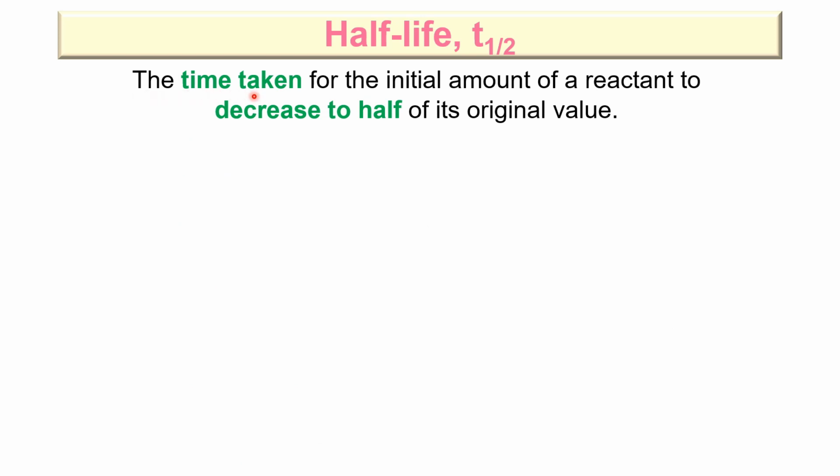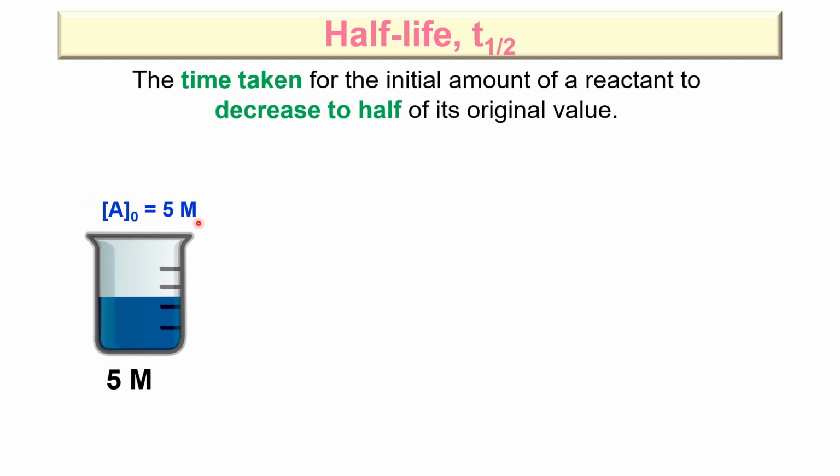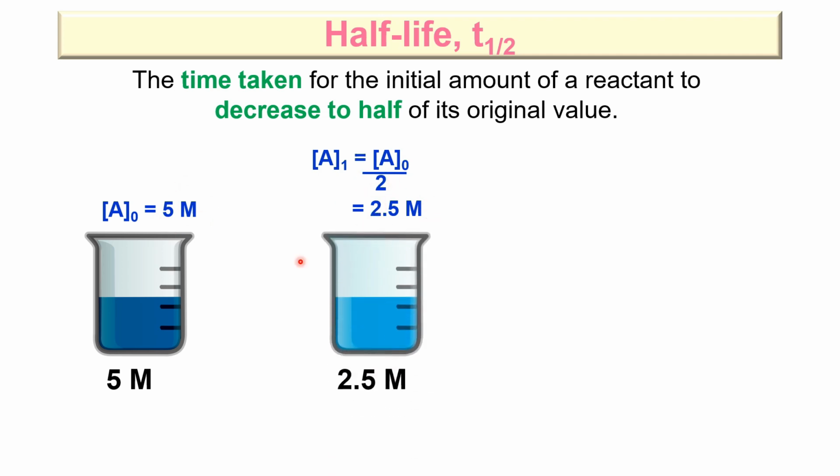The next term that you need to understand in reaction kinetics is half-life, or the symbol is t-half. Half-life is the time taken for the initial amount of a reactant to decrease to half of its original value. For example, we have an initial concentration of A of 5 molar. Half of its original value means initial concentration divided by 2. So 5 molar divided by 2 is 2.5 molar. So the first half-life is the time taken from 5 molar to become 2.5 molar.